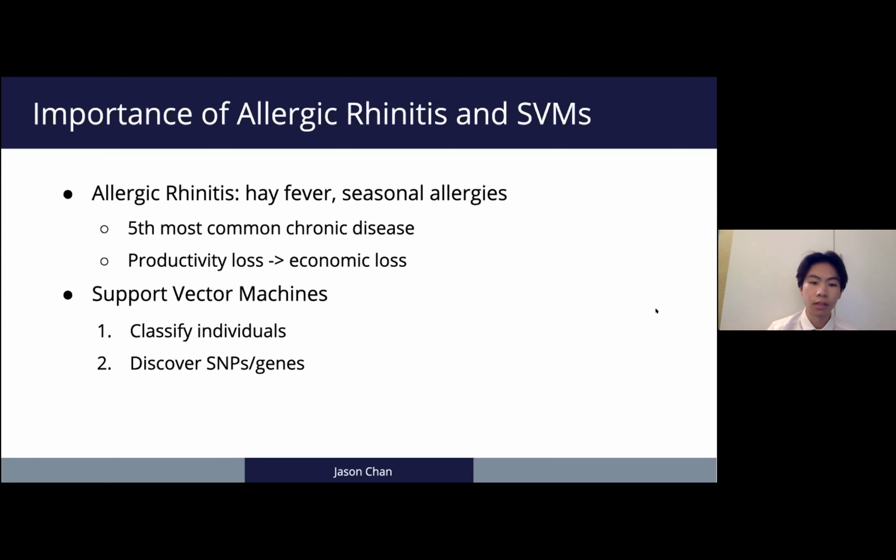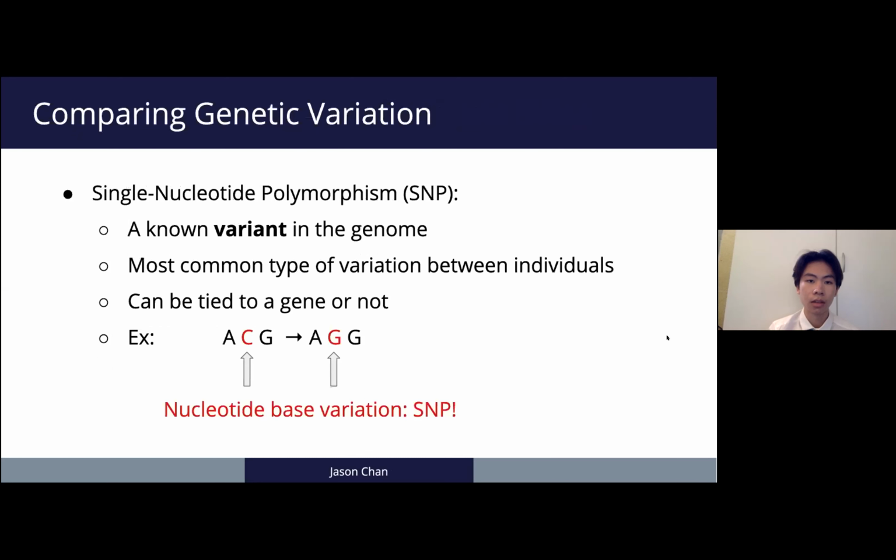And then as for the tool that I use to study this, I use support vector machines, which I use to do two things. One, classify individuals on the basis of having allergic rhinitis or not, and two, discovering SNPs or genes that are associated with allergic rhinitis. So how did we actually do this?